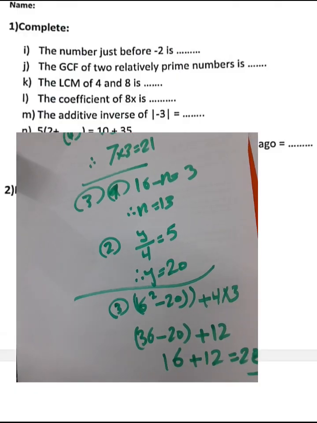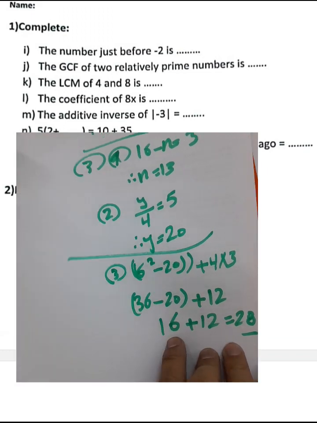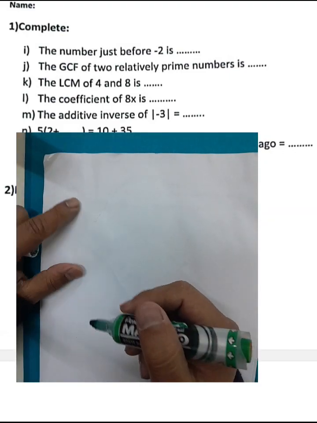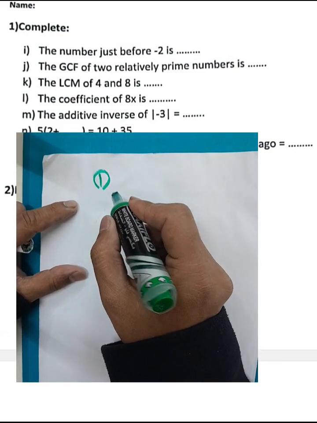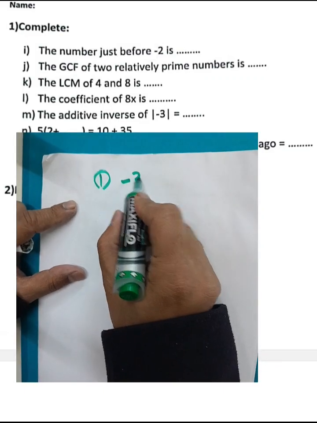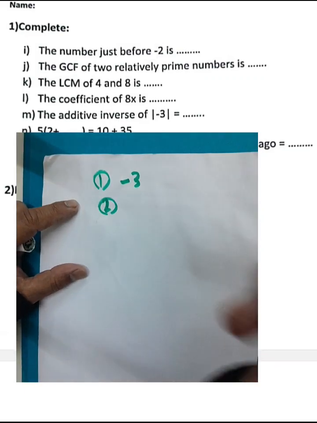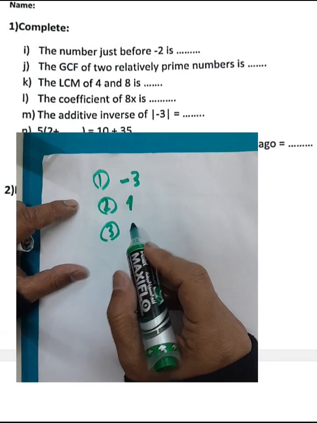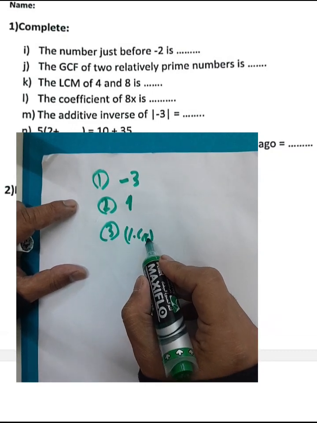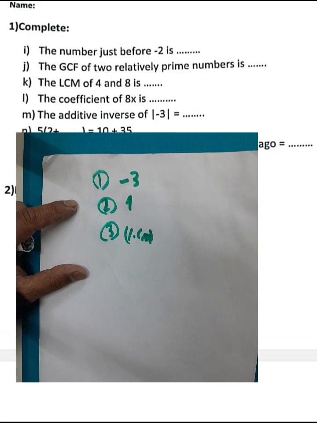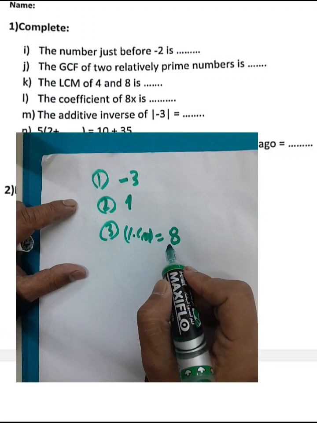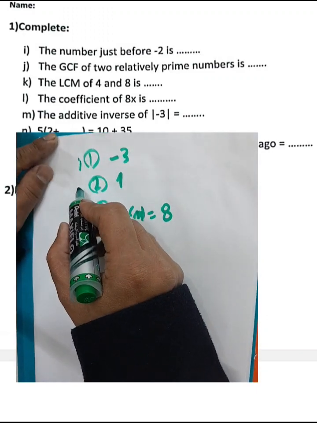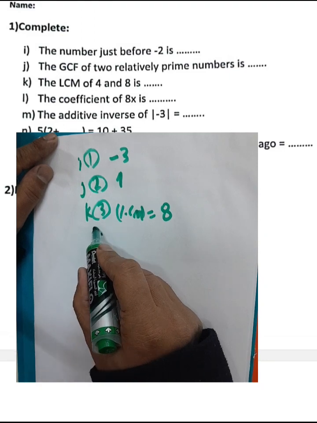Next question, the least common multiple. Number 1, the number just before negative 2 will be negative 3. Question number 2, the greatest common factor of two relatively prime numbers is 1. Question number 3, least common multiple of two numbers 4 and 8. 8 can be divided by 4, then the least common multiple between them is 8, and the greatest common factor is 4.